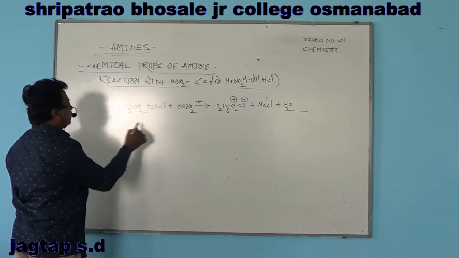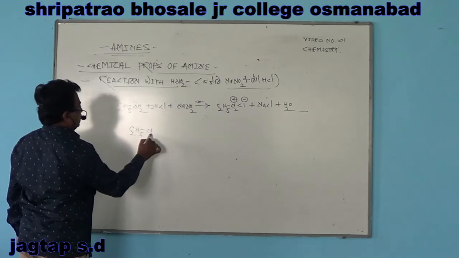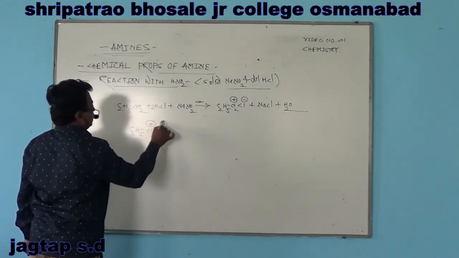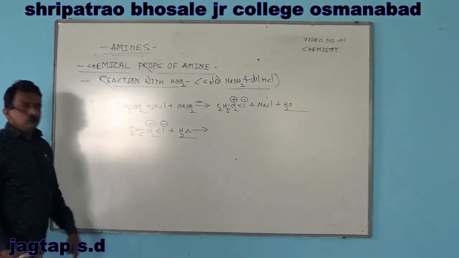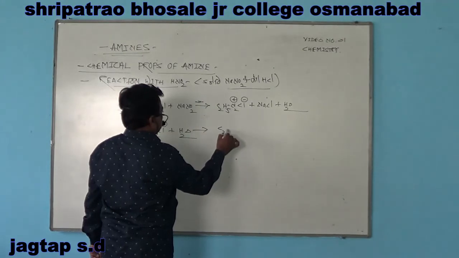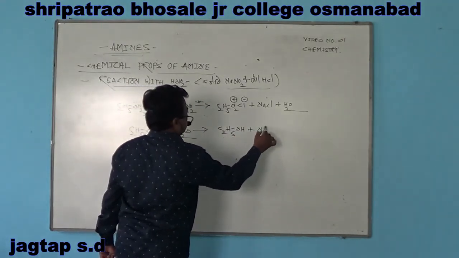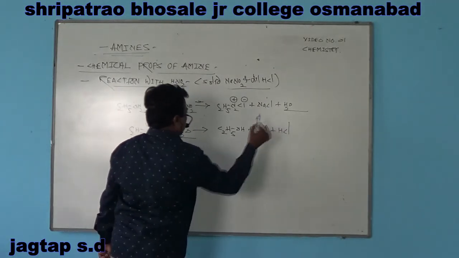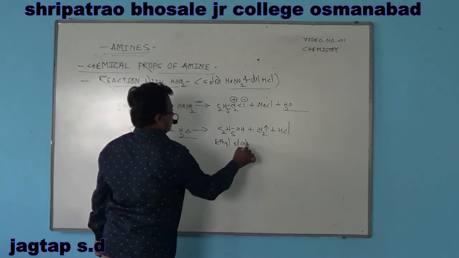Then ethyl diazonium chloride reacts with water and gives ethyl alcohol with evolution of N2 and hydrochloric acid. The product is ethyl alcohol.